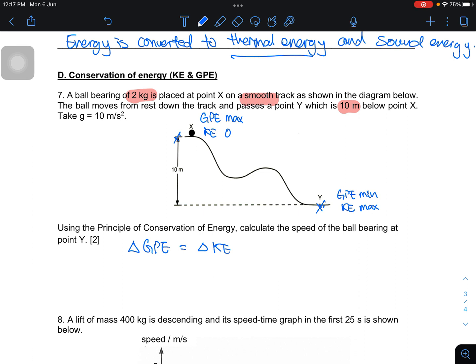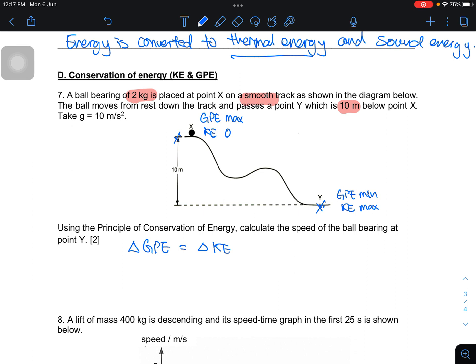Never put GPE equals to KE, because that is not true. The exact value of GPE will most likely not equal the absolute value of KE. It may be equal, but will most likely not be equal. So we cannot write they are equal. We need to say the change. Of course, you can also spell out the whole thing, loss in GPE equals gain in KE, but putting the triangle will be more than enough.